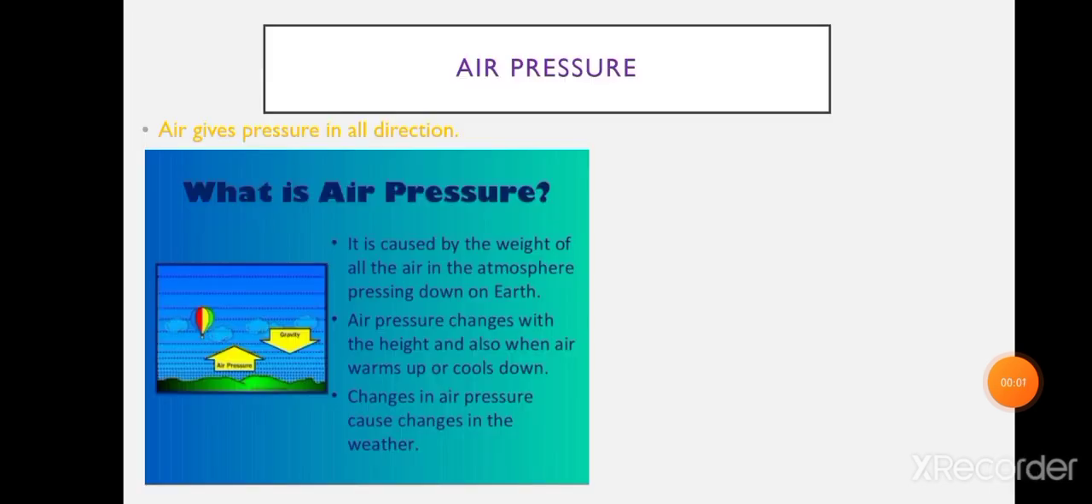Our next topic is air pressure. What is air pressure? It is caused by the weight of the air in the atmosphere pressing down on the earth. The pressure given by air in all directions is the air pressure. Air exerts pressure in all directions equally, and this helps us in our daily routine.